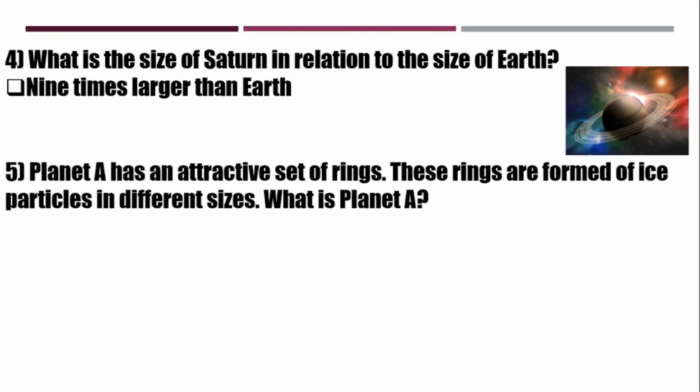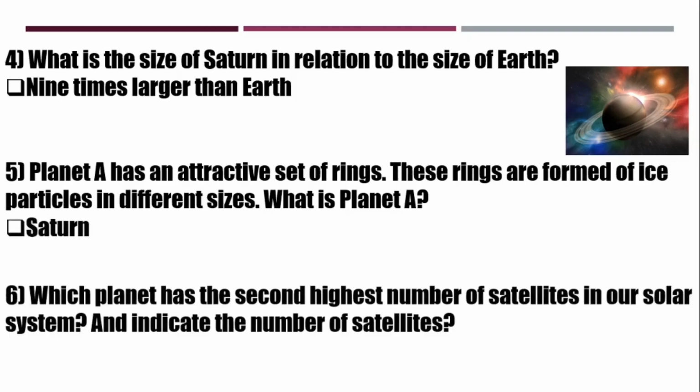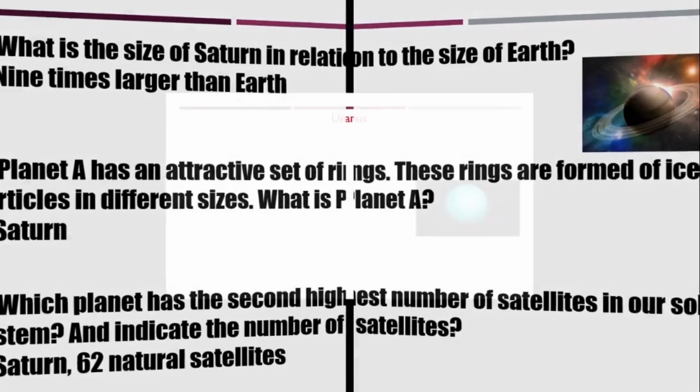Planet A has an attractive set of rings. These rings are formed of ice particles in different sizes. What is planet A? Planet A is Saturn. Which planet has the second highest number of satellites in our solar system, and indicate the number of satellites. The answer is Saturn and it has 62 natural satellites.